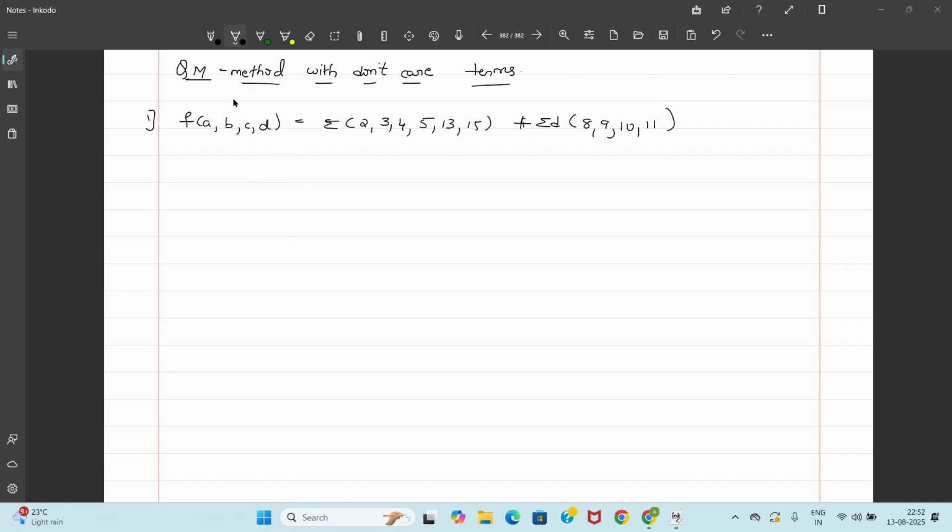Hello and welcome back. In this video, we'll see how to solve a given Boolean function using the QM method with don't care terms. Till now, in the previous lectures, we have seen the QM method for SOP equations without don't care. Now we're going to include don't care terms and try to solve the given equation. The procedure remains the same for the first table.